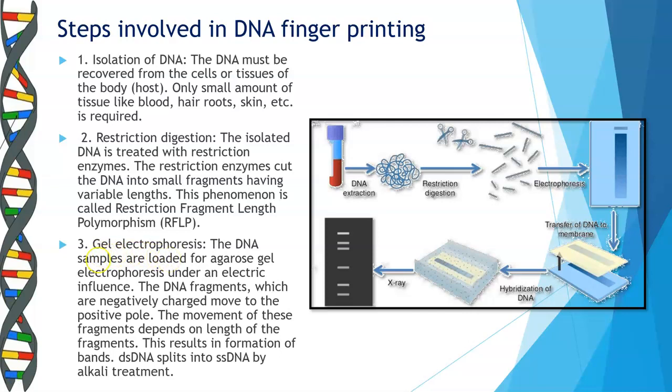Students, the third step is gel electrophoresis. Now, the DNA samples are loaded onto agarose gel for electrophoresis under an electric influence. So this is the agarose gel which is going to be subjected to the process called electrophoresis. Now for this, the DNA fragments, which are negatively charged, move to the positive pole. So once the DNA is loaded here, the negatively charged DNA moves towards the positive pole. Now the movement of these fragments also depends on the length of the fragments. Now this results in the formation of bands, and the double-stranded DNA splits into single-stranded DNA by alkali treatment.